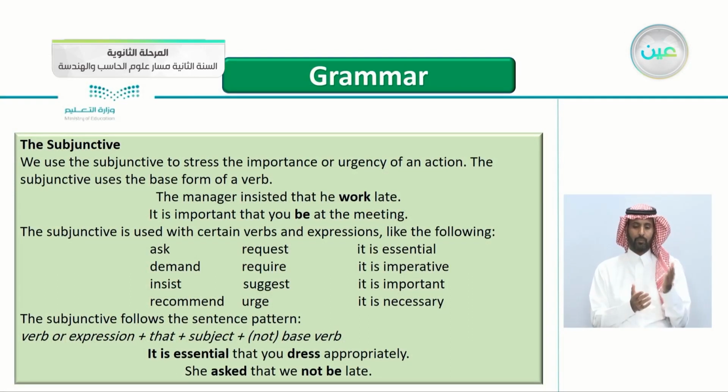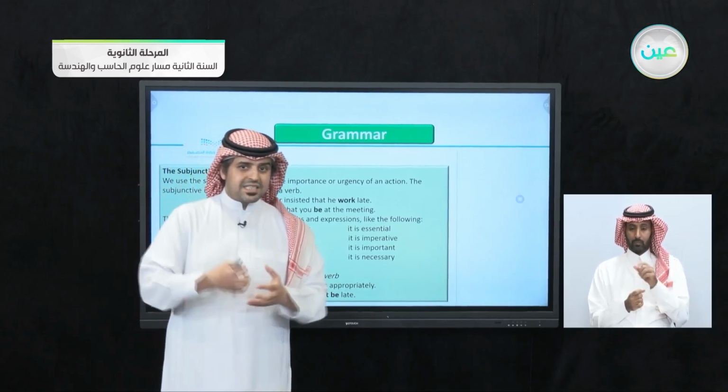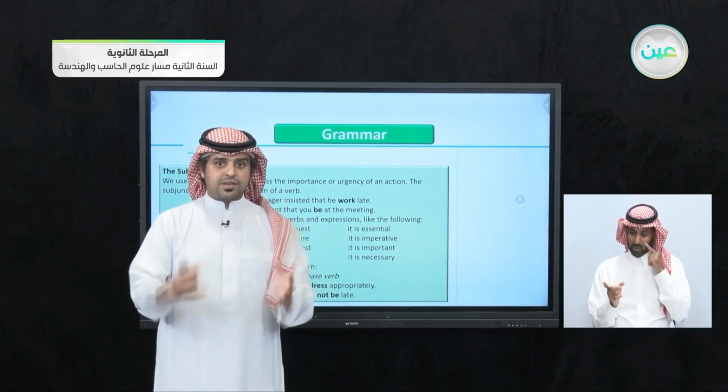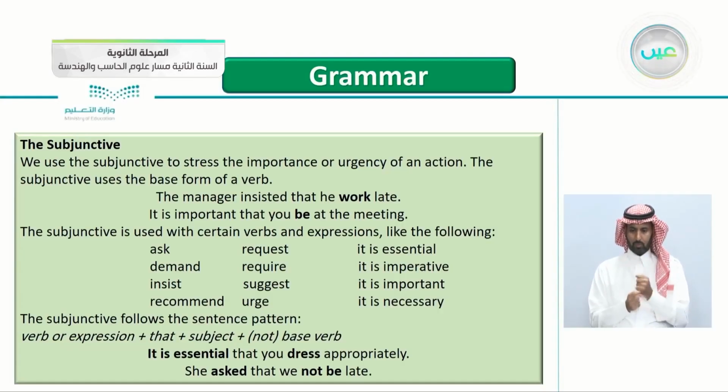We use the subjunctive to stress the importance or the urgency of an action, to show you that this is an emergency here. You have to do it as quickly as possible. The subjunctive uses the base form of a verb.